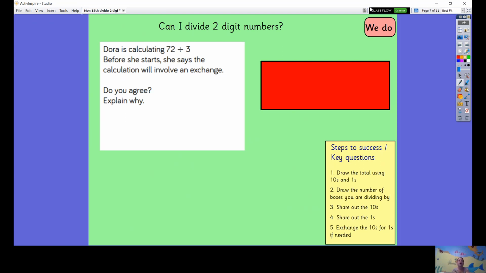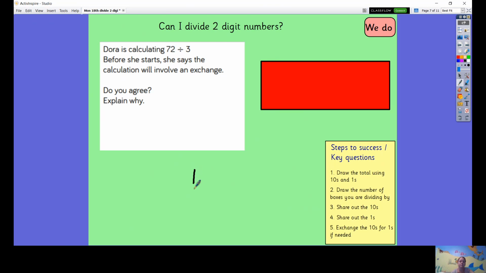Okay, so the answer to this you might have spotted is that because the tens number here isn't a multiple of 3, she knows that it's not in the 3 times table, 7 isn't. So she knows that she's going to have some leftovers when she does that with the bus stop method, or if she's sharing them out, she knows that there's going to be some leftovers from sharing that 7 out. And that will mean that she has to do an exchange, won't it?